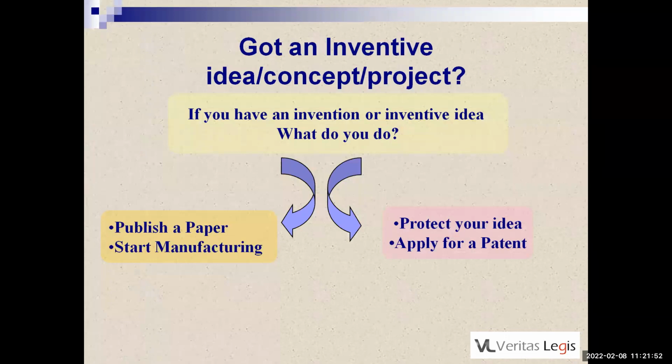So basically we were on this topic: if we have developed something, if we have some idea, or any project, then what shall we do? Shall we file a paper? Shall we publish a paper? Or shall we start manufacturing? Now the question is, how can you protect your idea? You should apply for a patent. Only an idea cannot be protected until and unless you develop it into an invention.